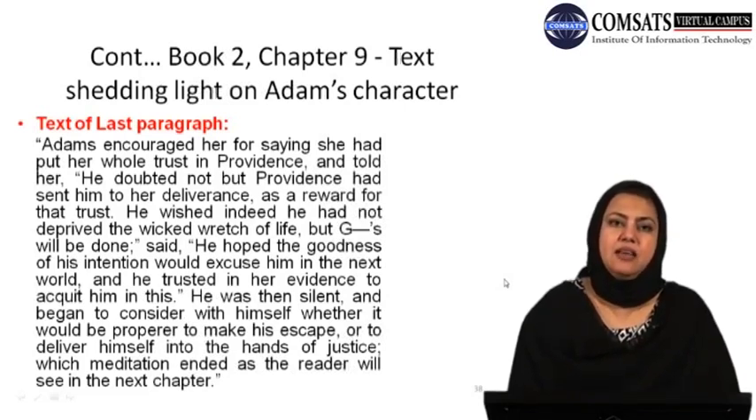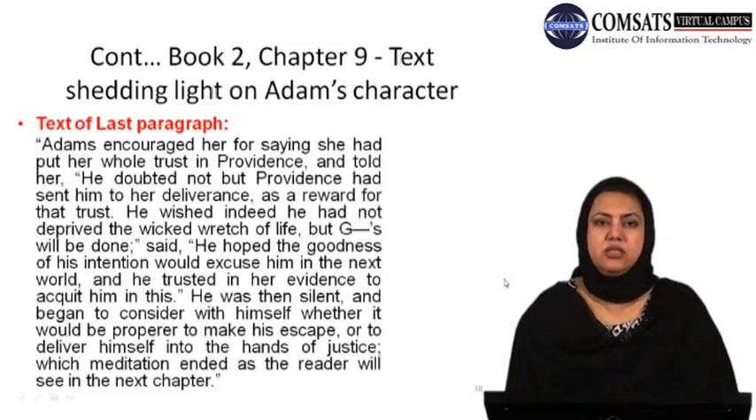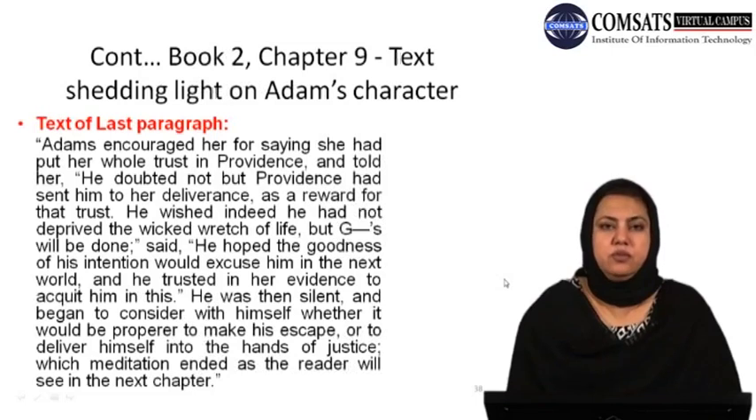So Fielding, as master of the art of writing, closes the chapter in such a way that he generates curiosity in the reader to see the next chapter in order to find out what finally Parson Adams decided to do, whether to escape or to give himself into the hands of justice.